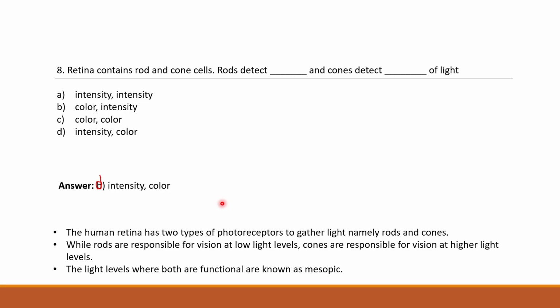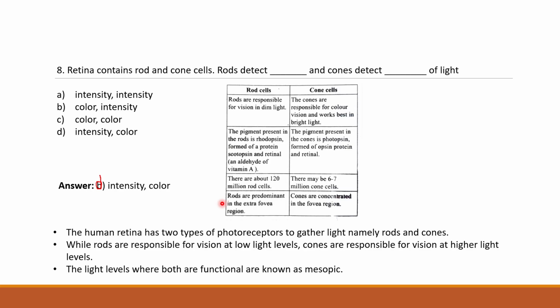But when the light is very low, you cannot really differentiate between colors, and you will only see shades of gray, that is because of your intensity. So whenever you see something in grayscale, if the intensities are different, then you can see the difference. Otherwise, you can't make out. Okay. So what are the main differences between rods and cones?